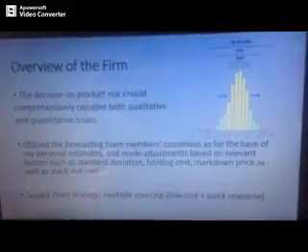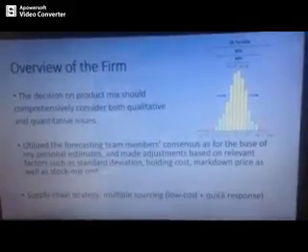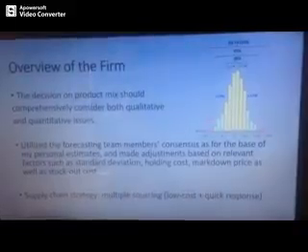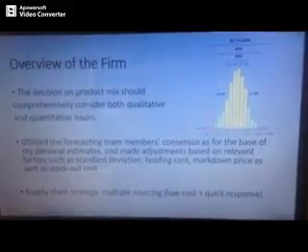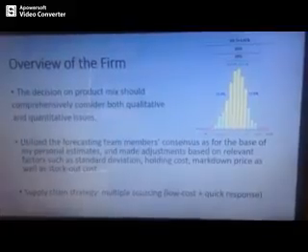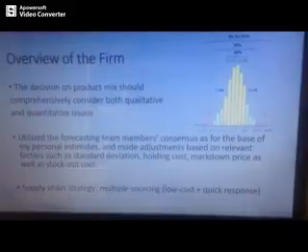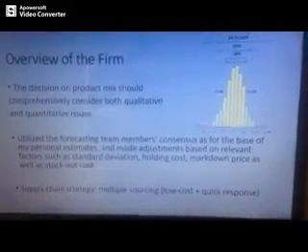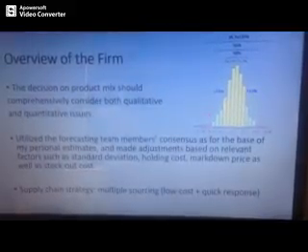For the forecasting approach in this Gantt, there was no historical data available for further analysis. Therefore, I utilized the forecasting members' consensus as the base of my personal estimate and made adjustments based on relevant factors, such as standard deviations, holding costs, markdown price, as well as stock out costs.